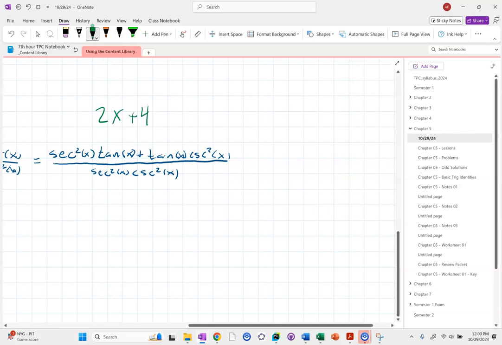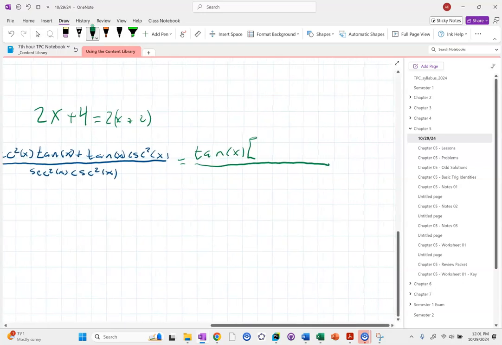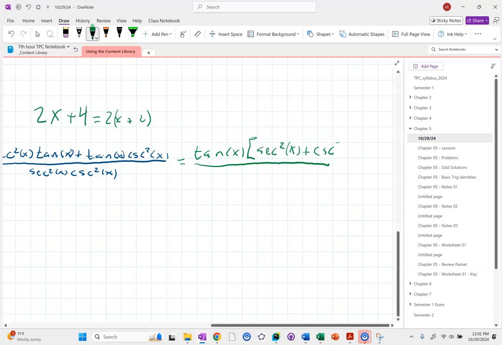So if I have like 2x plus 4, what can you factor from that? 2. Because the 2 is in common to both parts, right? What's in common to both parts of the numerator? Great. So that's what's going to get factored off. What's left in the numerator? Secant squared x plus cosecant squared. Great. And the denominator still stays the same.